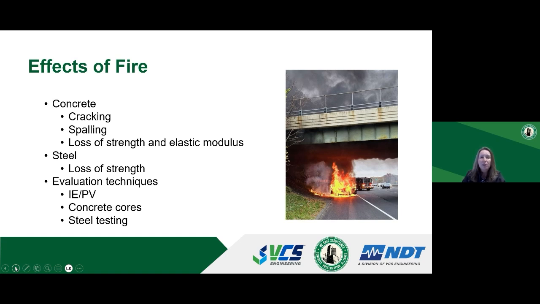The evaluation techniques that we typically use for fire-affected structures are impact echo and pulse velocity testing, which I'm going to talk about in detail shortly, collection of concrete cores for compressive strength testing, and collection of rebar samples for steel testing.